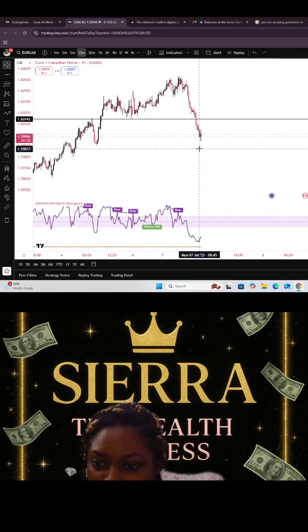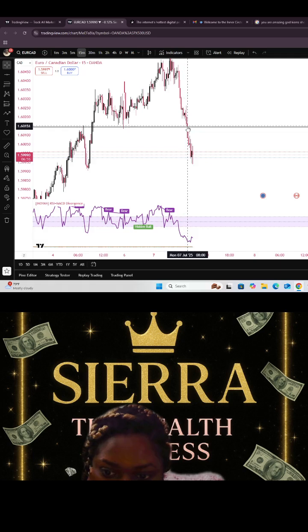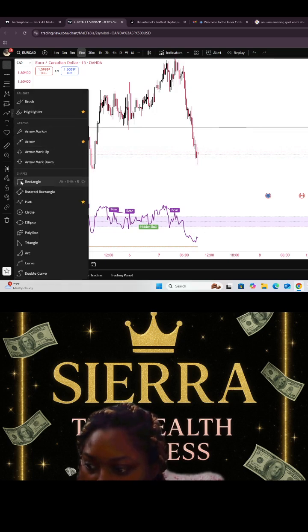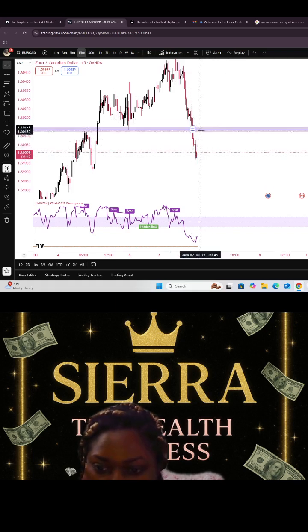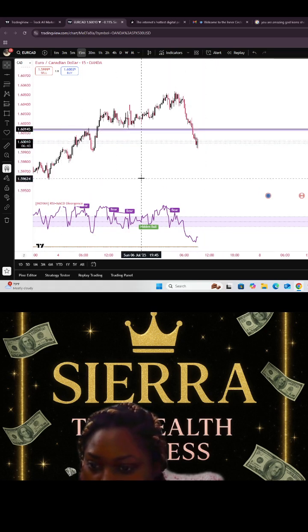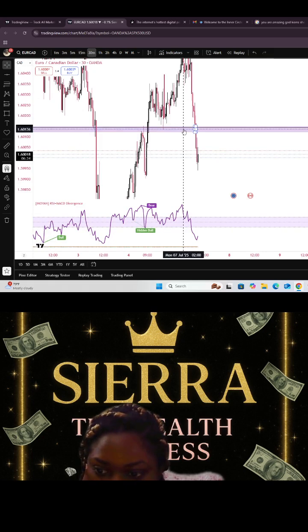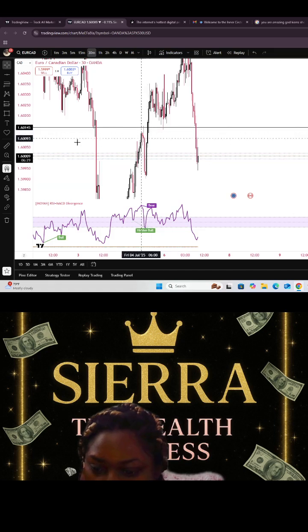So I come to my 15-minute, and on my 15-minute, I see a fair value gap right here on our higher time frame gap. So this is actually where I want to look for my entry. Okay, so when price comes to this area, this is where I want to sell. Come to my 30-minute, I see a gap here on the 30-minute also. I see a gap here and a gap here.